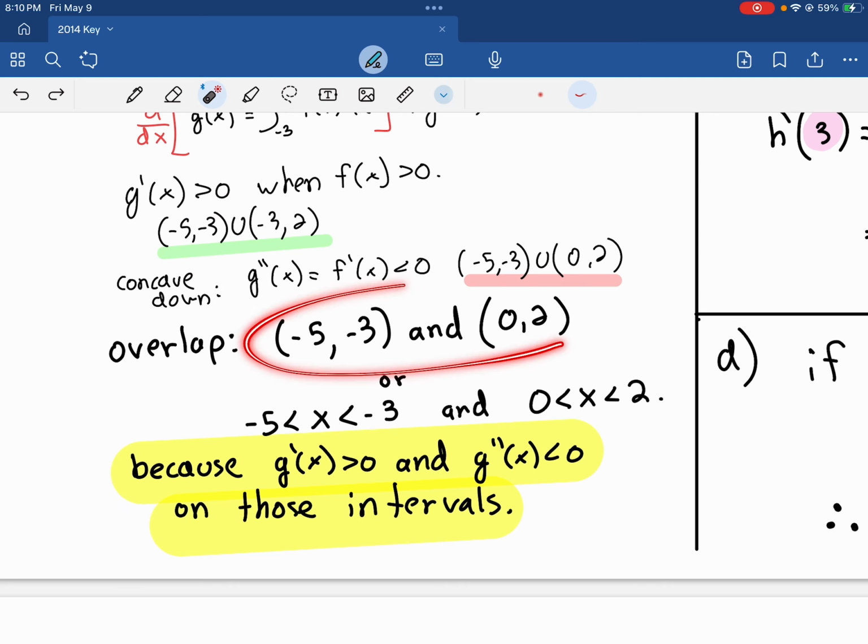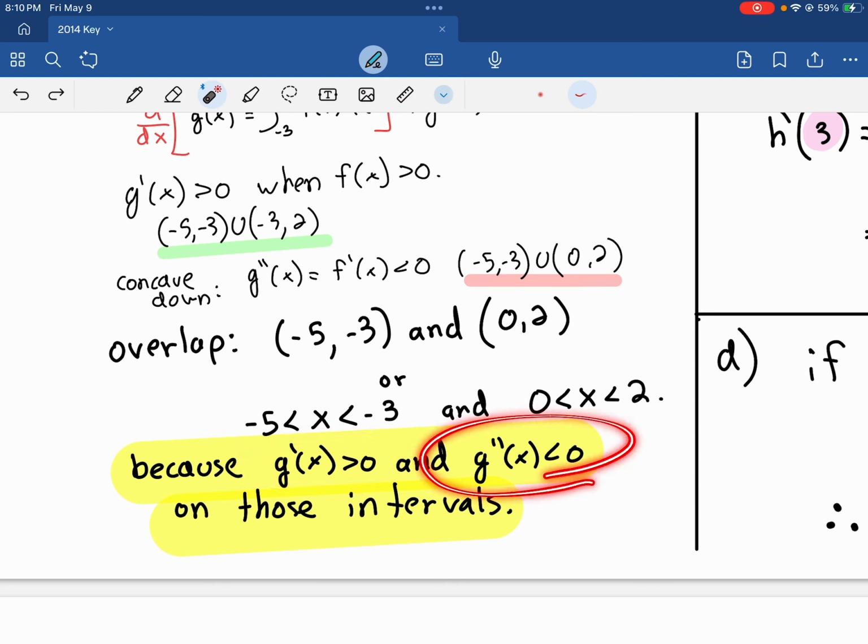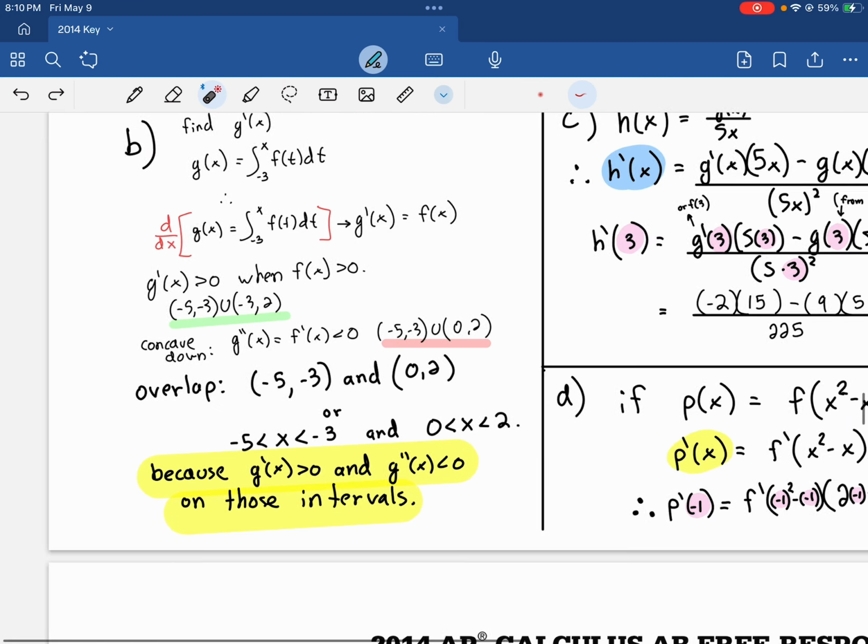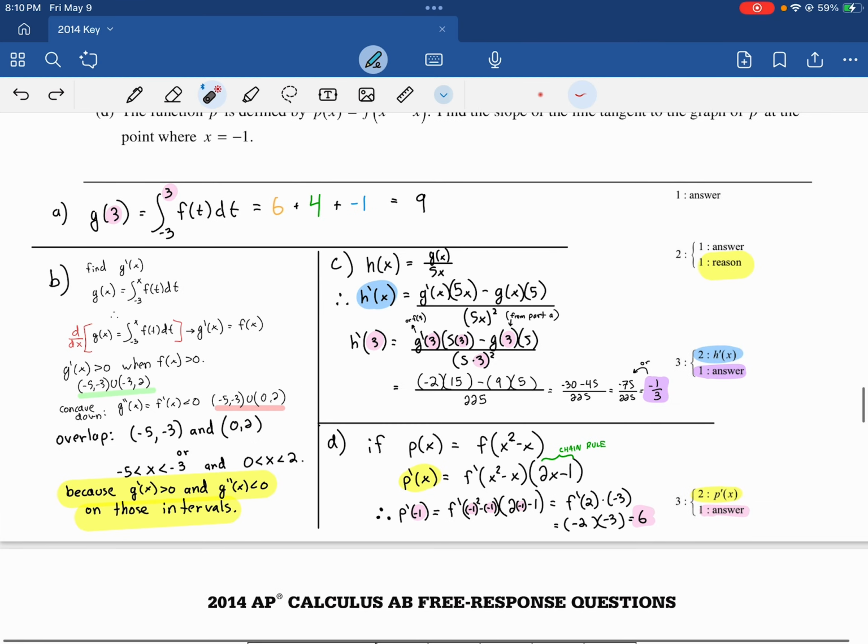You can write these as intervals, open intervals, or with inequalities. They're looking for a reasoning here for how you know this is both increasing and concave down. I know it's increasing because g prime of x is positive, and I know it's concave down because g double prime of x is negative on these intervals. 1 point for your answer, the intervals, and 1 point for your reasoning.